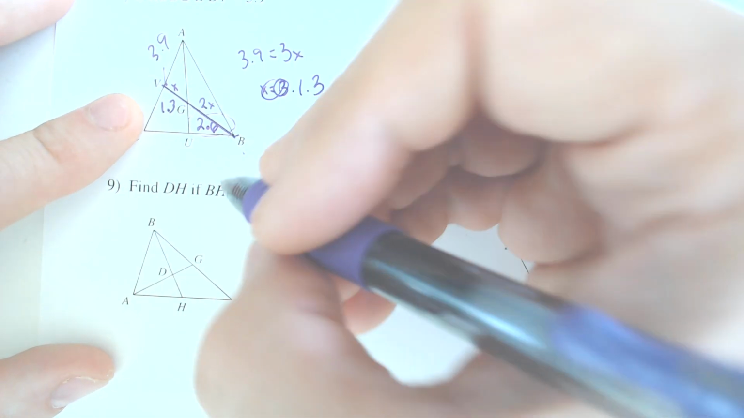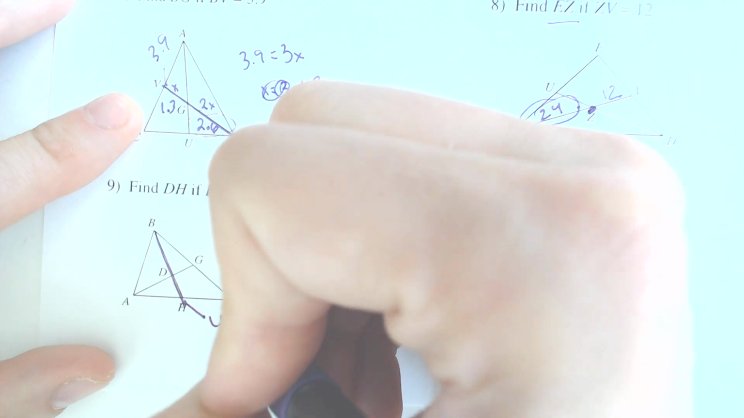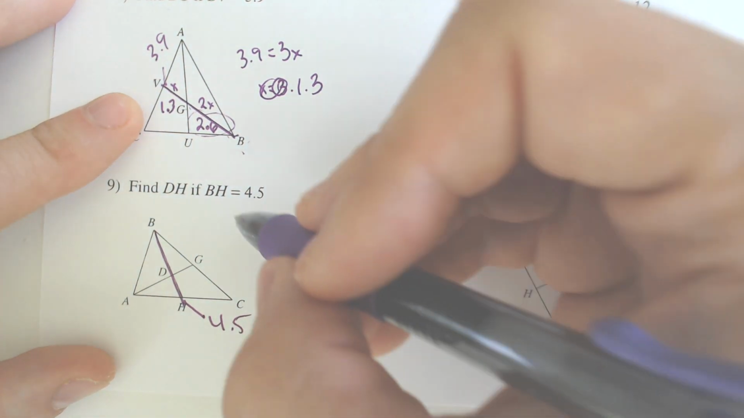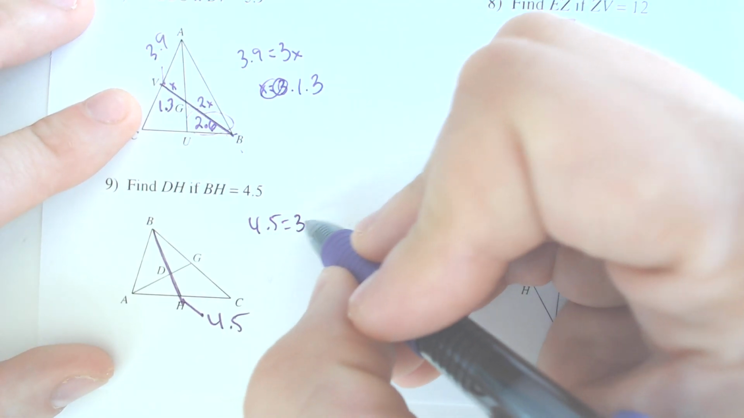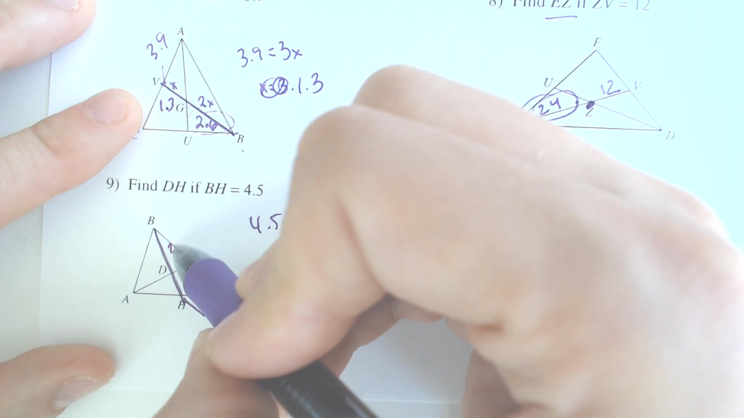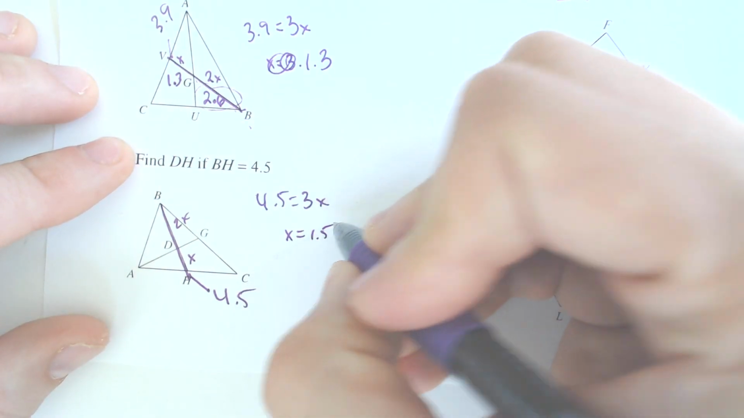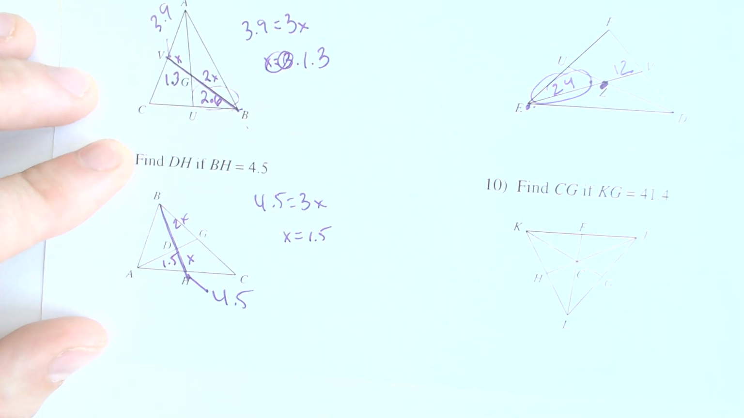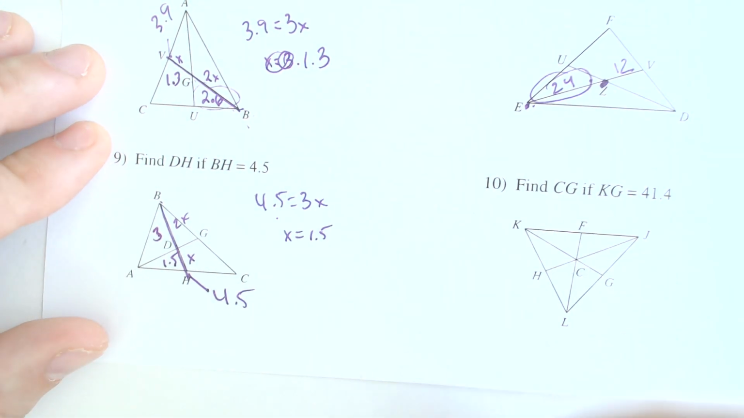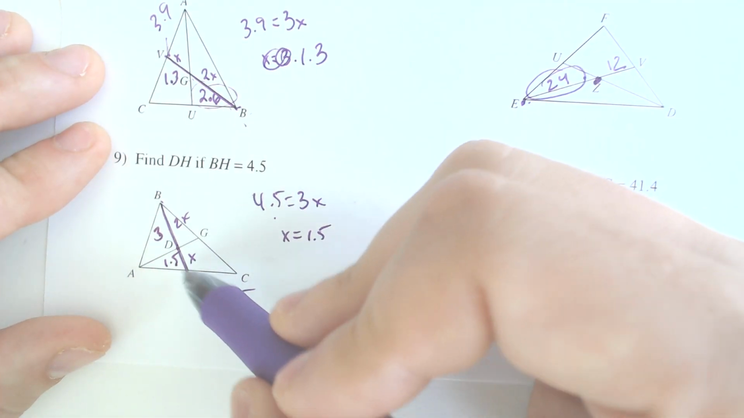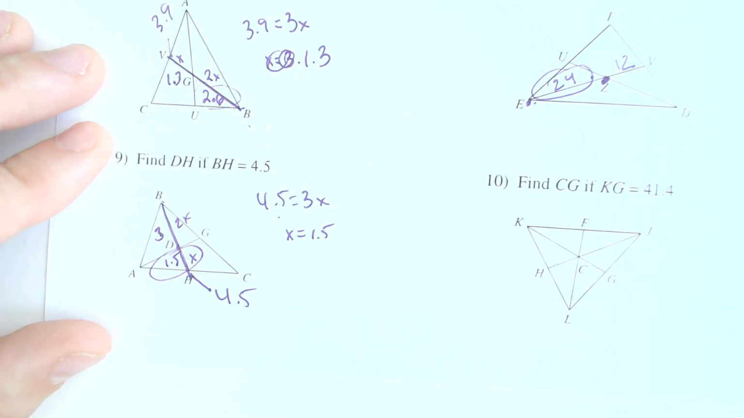Find D to H. If B to H, the whole way across, is 4.5, so if that's the whole way across, 4.5 is equal to 3 parts. 1 part here, 2 parts there. We can take 4.5 and divide by 3 and find out that each individual part is equal to 1.5. So that means this is 1.5. And D to B would be twice as much, which is 3. 3 and 1.5 make 4.5. So D to H, the part we're looking for, also is 1.5.